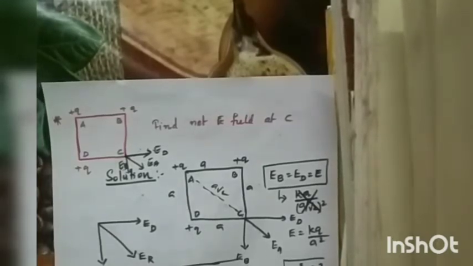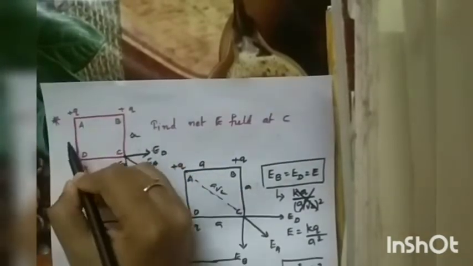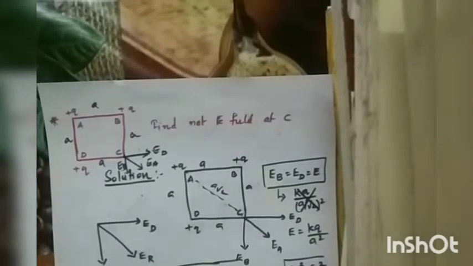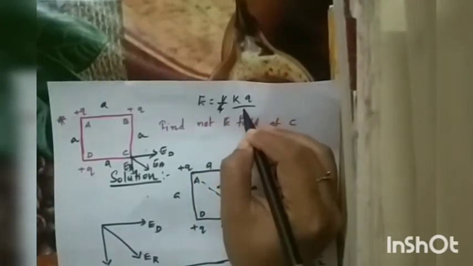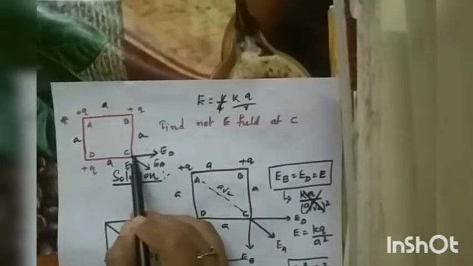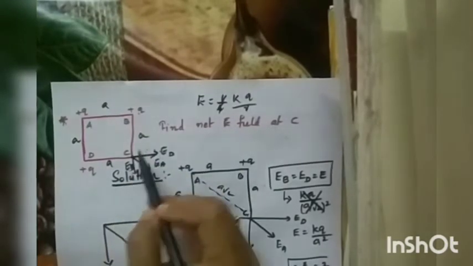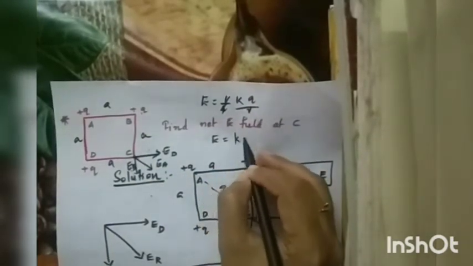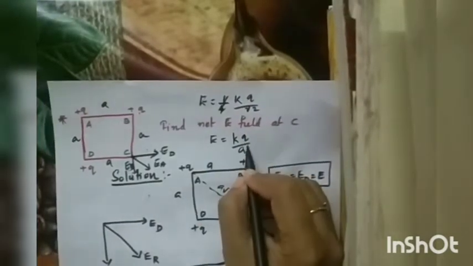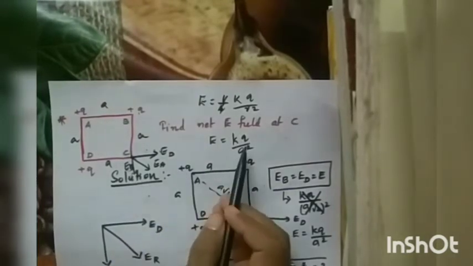See, what is the magnitude? This distance is a, and here this is the point C. So what will be the equation to find the electric field intensity? E is equal to K Q by R square, where R is the distance between the point and the charge. So here the charge is here, the point is here, and the distance between the point and the charge is a. So what will be our expression for E? Electric field is K Q by a square. So this will be the expression for EB, K Q by a square.